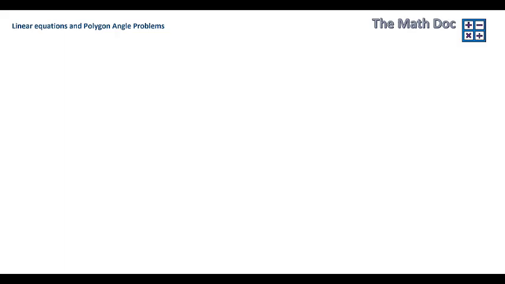We're still talking about linear equations and their applications to simple geometric problems. In this case, we will continue to look at angle problems, specifically for polygons. In a previous video, or two videos really, we looked at angle problems for triangles, but now we would like to look at any type of polygon, and to do that we will remind ourselves of the rule for angles and polygons.